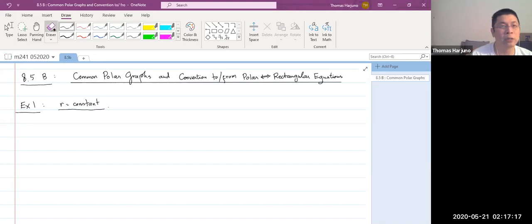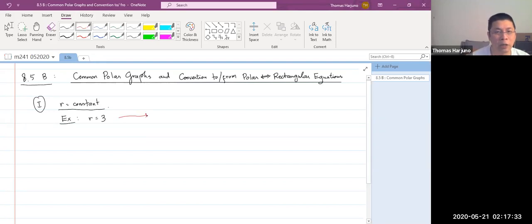Actually, I don't call this example one. Call this the first common graph. Suppose, for example, I say r equals 3. What does the graph look like? First, we can interpret that quite easily. This is all the points whose distance from the origin is 3.